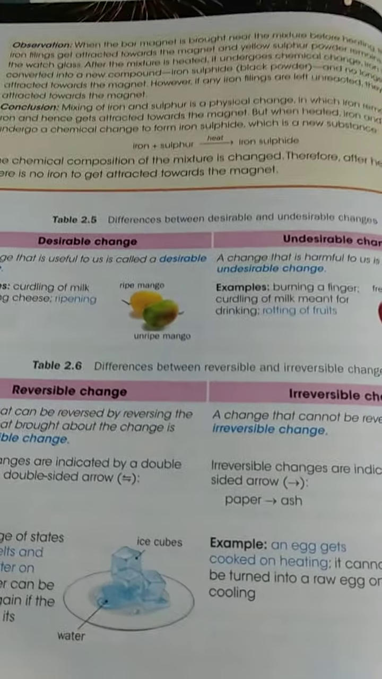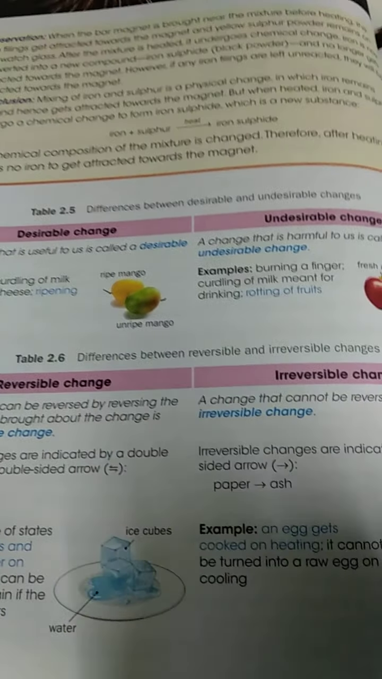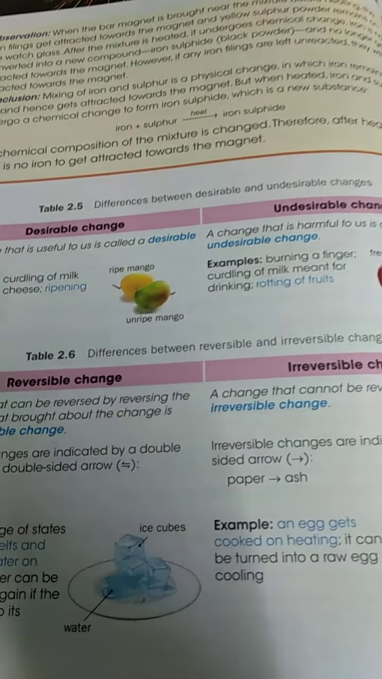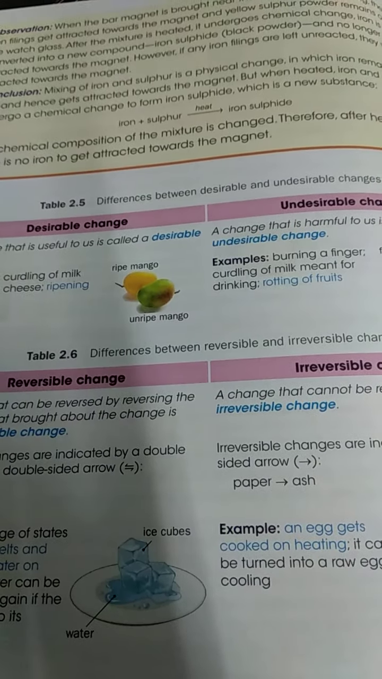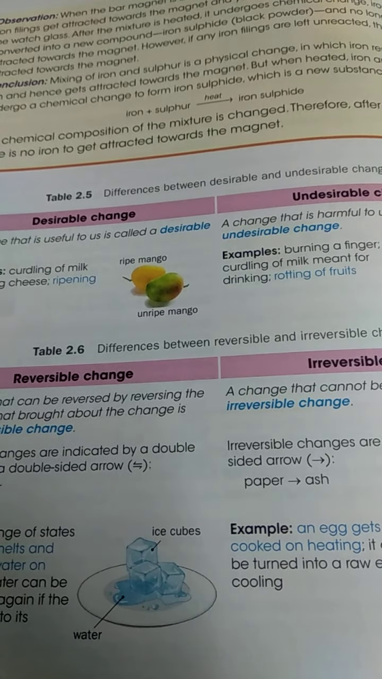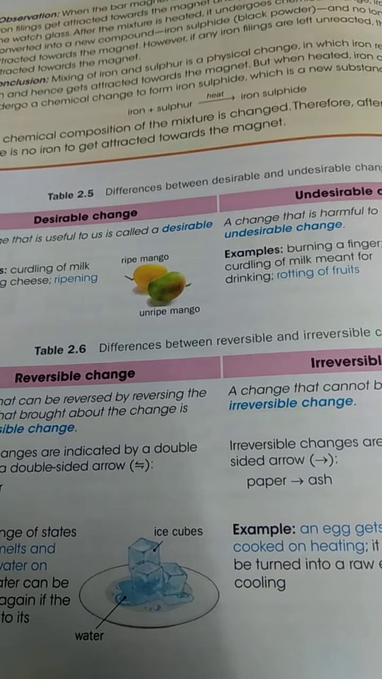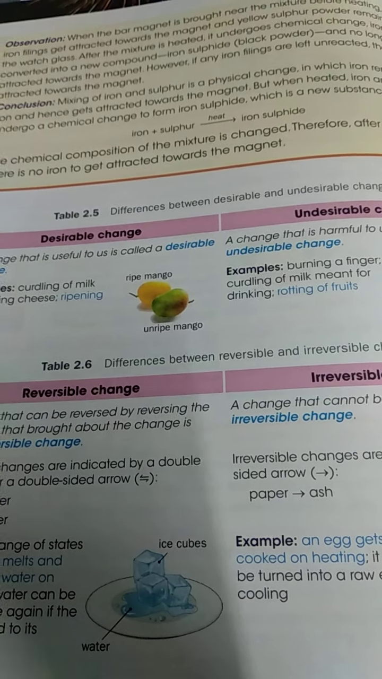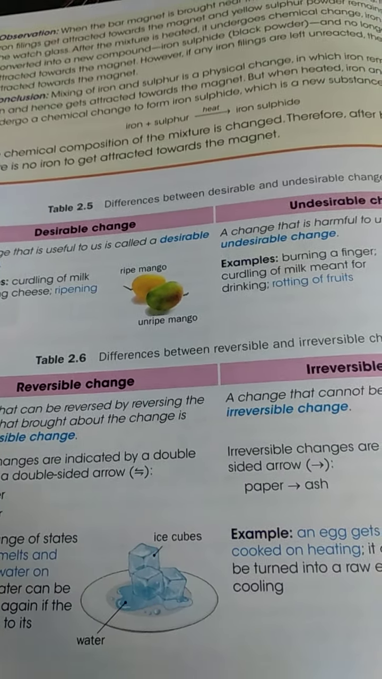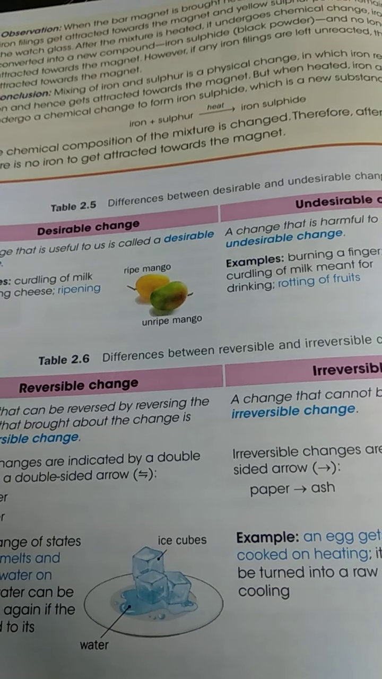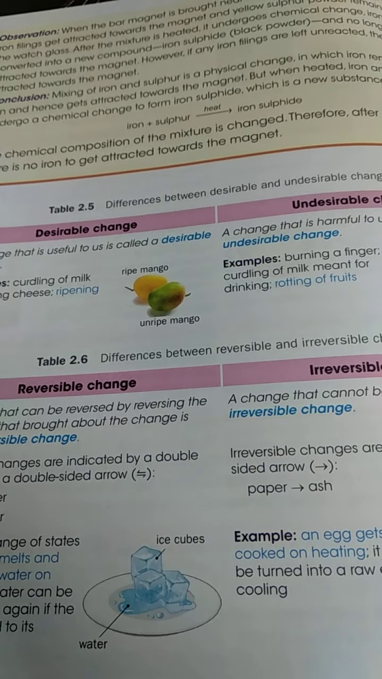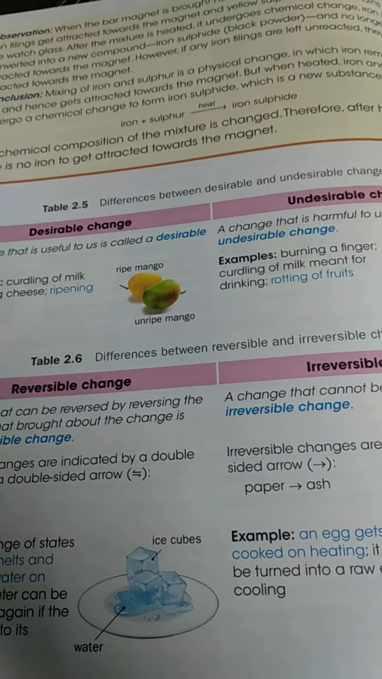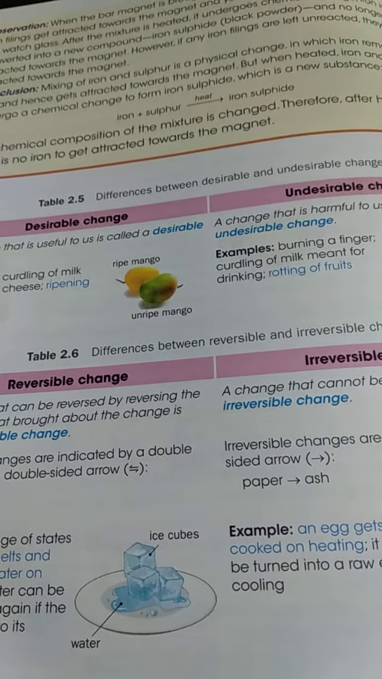Next, desirable changes. What are desirable changes? Changes that are useful to us. Like, now mango season is coming, some of you will like ripened mango. So when the raw mangoes are changed into ripened mango, that is your desirable change. For instance, if you don't like to drink milk, you ask your mother to give you curd. So your mother converts that milk into curd. So that is a desirable change.